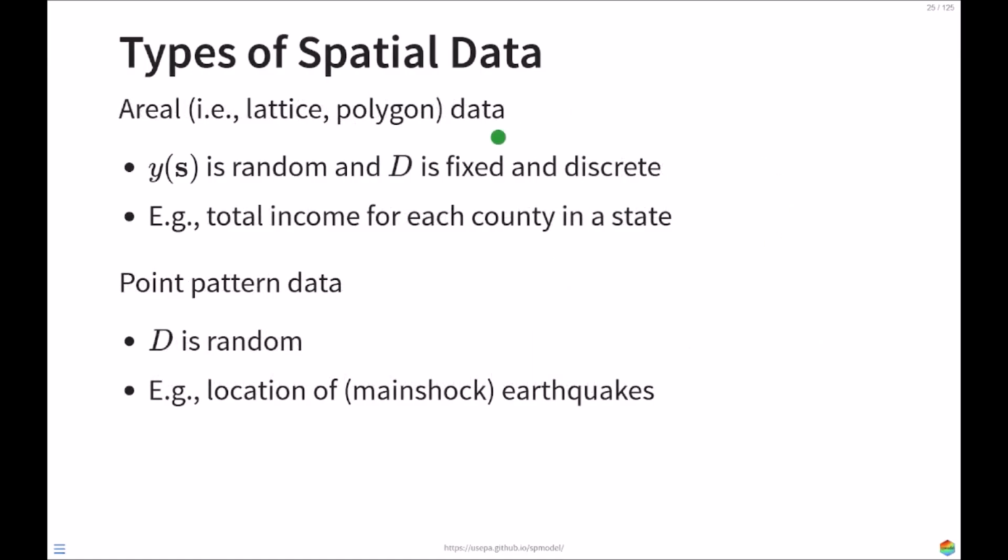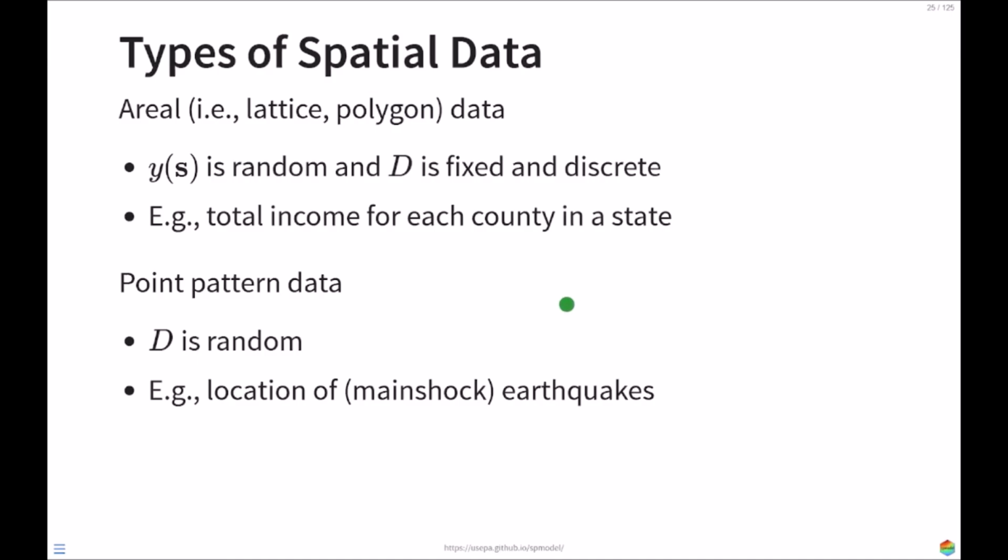The second type of spatial data is areal, sometimes called lattice or polygon data. With areal data, y of s is also random, D is also fixed, but now D is discrete. So our response variable y of s could be total income for each county in a state. So D is our domain, the state, but now there's only a discrete number of possible locations. In this example, there's a discrete number of counties in the state. And because there are a discrete number of counties, this would be considered areal data.